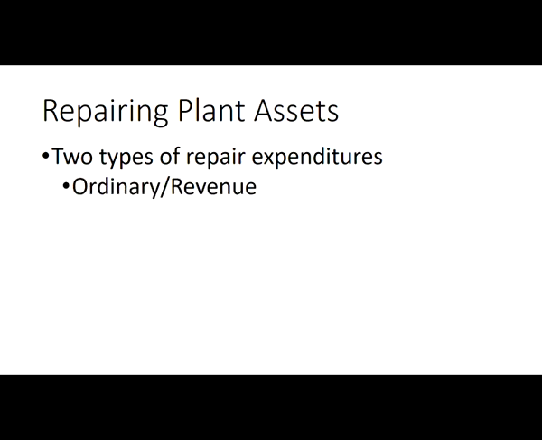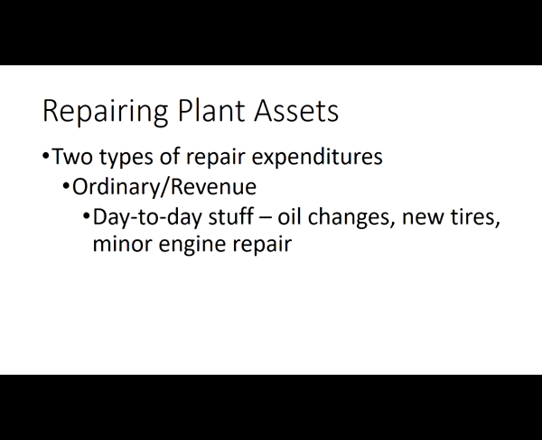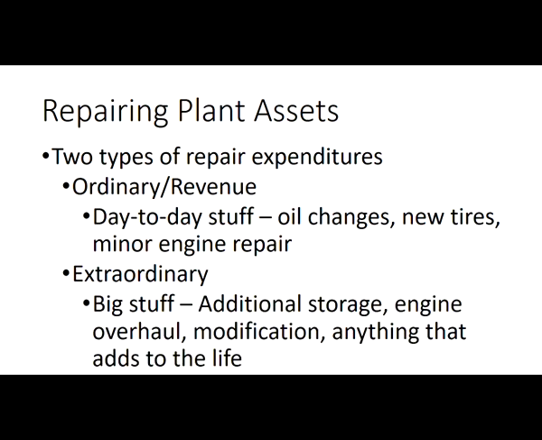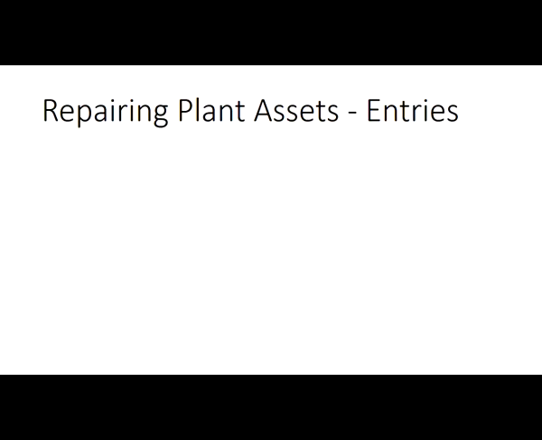One's called an ordinary or revenue expenditure, and it's basically just your regular stuff. Oil changes, new tires, minor repairs, things like that. Nothing big, nothing that changes materially what the item is, just keeps it up and running the way it was when you bought it, or that's the goal. The second type is extraordinary. Here we're talking about your big stuff, something that changes the nature of the item. It takes it from a 400 square foot truck to an 800 square foot truck, that kind of thing. I have no idea if those numbers make any sense. An engine overhaul, some kind of modification, anything that adds to the life of the asset is also included as an extraordinary repair.